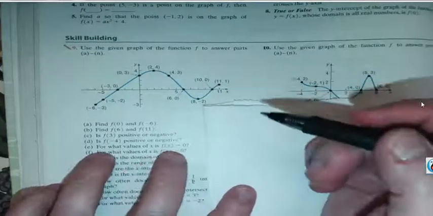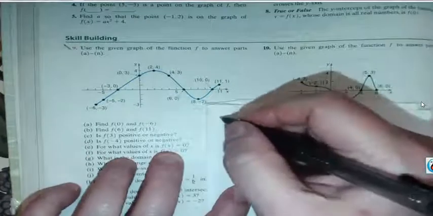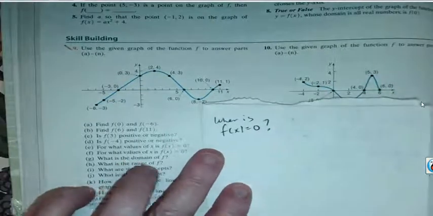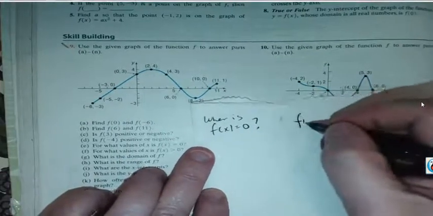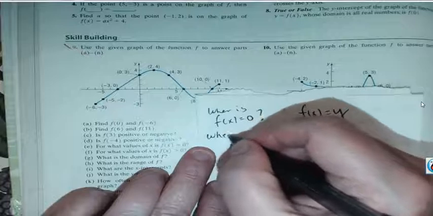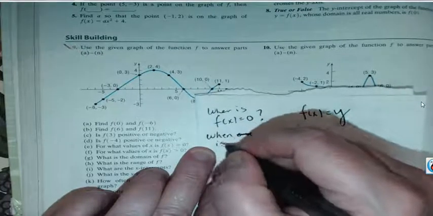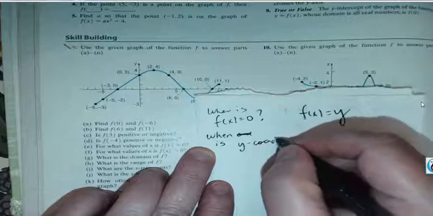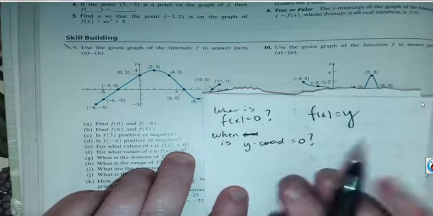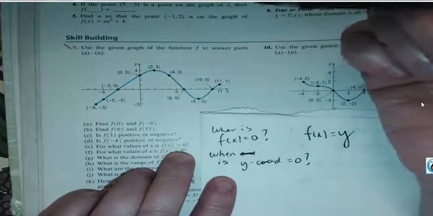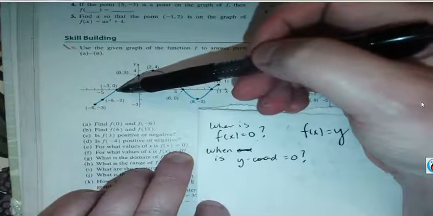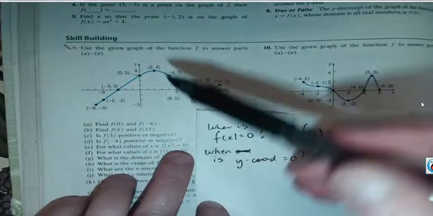For what values of x is f of x equal to 0? So when is f of x equal to 0? Now remember, in the previous lecture, f of x is the same thing as y. So this question is the same as when is the y-coordinate equal to 0? That is exactly the same question as that. So let's look at these. What points have y-coordinate equal to 0?